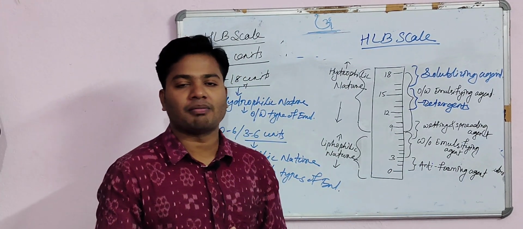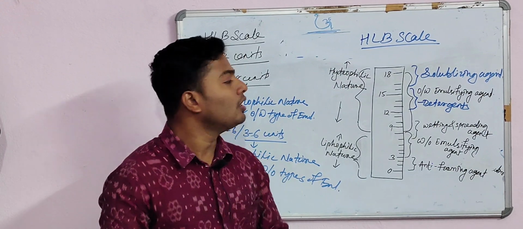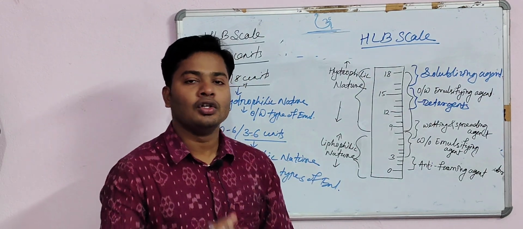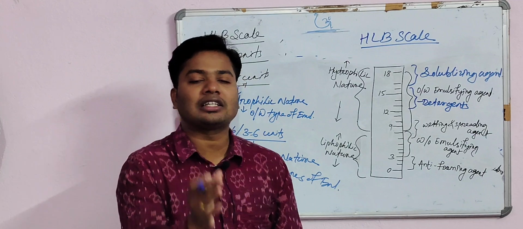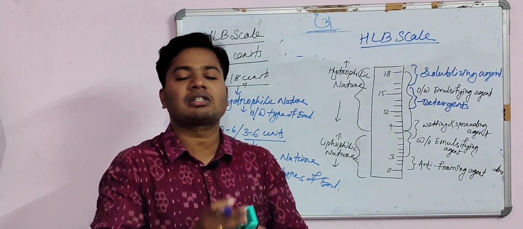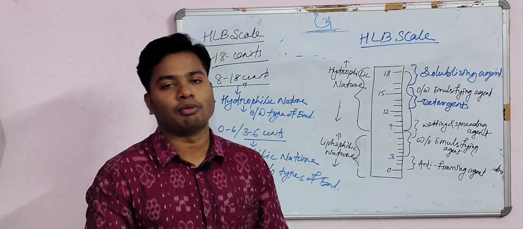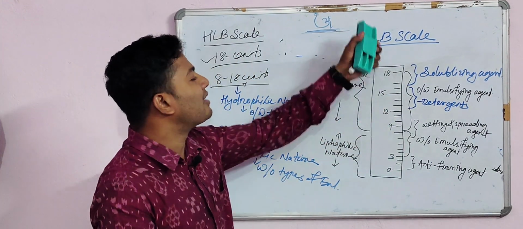So from the exam point of view, a 1 mark question may arise: What do you mean by HLB scale? In that case you have to mention that it is a hydrophilic lipophilic balance scale. It is used for calculating the balanced mixture of emulsifying agents in the preparation of a particular type of stable emulsion. Clear? So this is the schematic diagram of HLB scale.